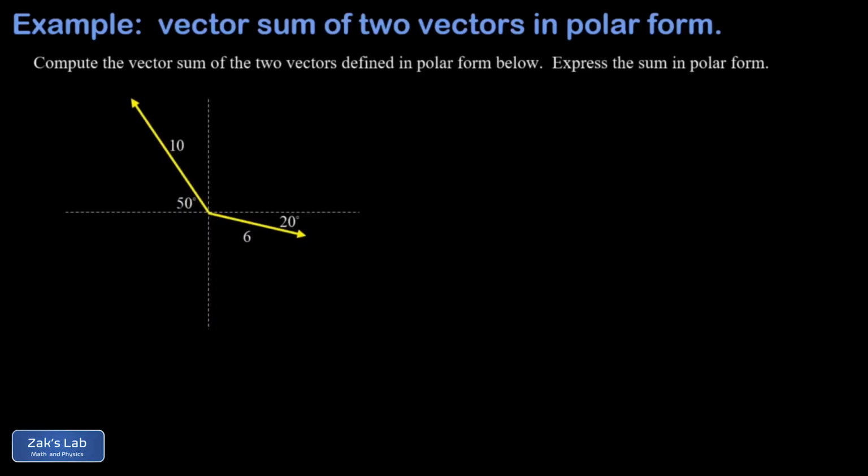In this video, we're asked to get a vector sum of two vectors that are defined in polar form, and then we want to express the answer in polar form. So it might help to have names on these vectors. I'll call this one V, and I'll call this one W.